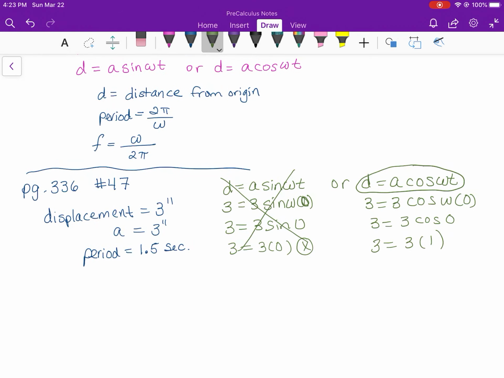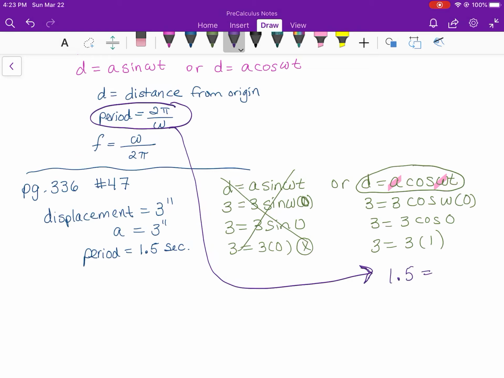All right, to write your model, you're always going to substitute in something for A, the amplitude, and something for omega. So we need to replace both of those. We know from up here that the period is 2 pi over omega. So that's going to help us get omega. We know the period is 1.5 seconds. So if we solve this proportion, we're going to figure out omega.